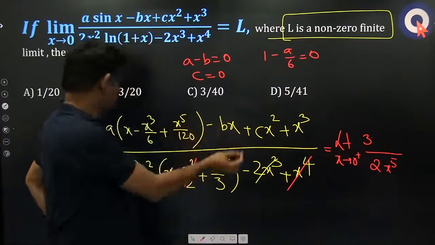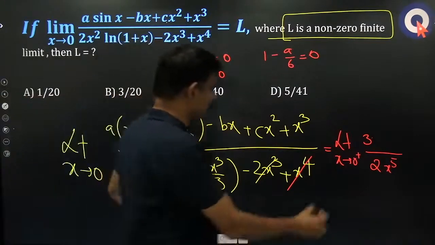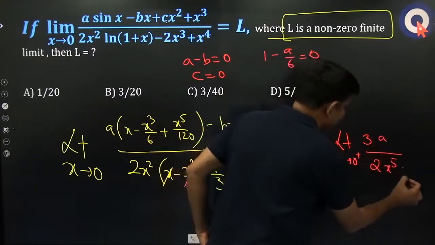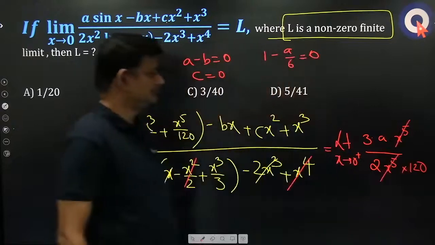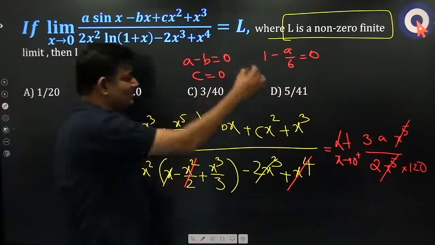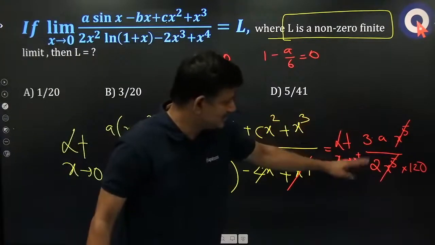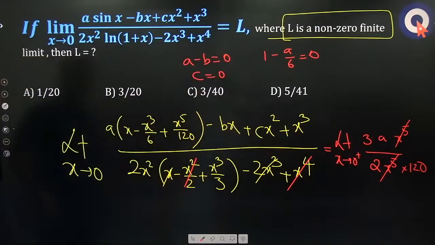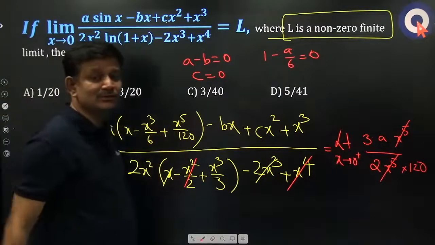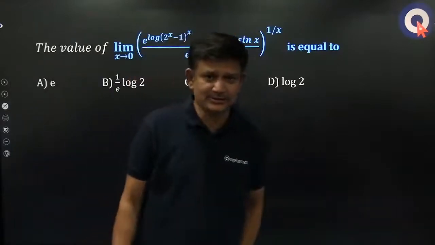So next comes your x power 5 term. What is that x power 5 term? A by 120. So this will be a by 120 x power 5. A is automatically non-zero. A is how much? 6. So just substitute a equal to 6, and you have the answer. It is 3 by 40. Very simple question, but you get such types of questions regularly. You need to practice them using power series expansions.